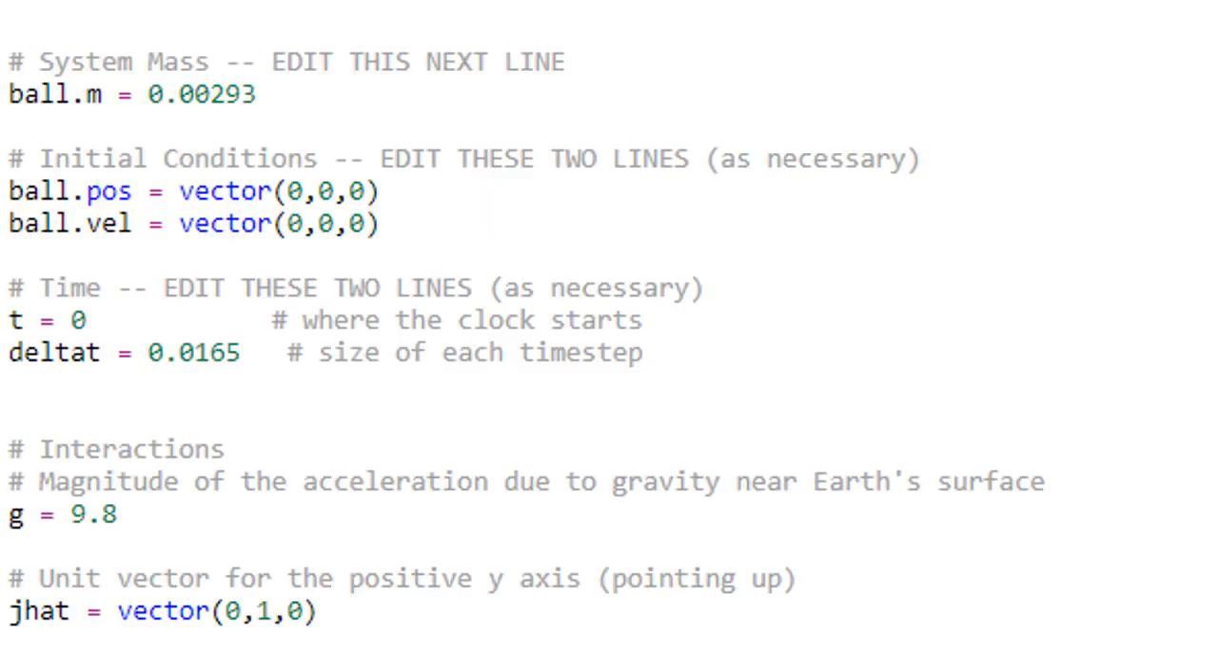Using our own intuition, we were able to create a computational model. The ball's position vector is at 0, 0, 0. Ball's velocity vector is 0, 0, 0 as well. Time is at 0 seconds. Our delta t time step will be 0.0165 seconds. And gravity near the Earth is 9.8 meters per second squared. The ball's mass was computed using a scale, which approximated to this.